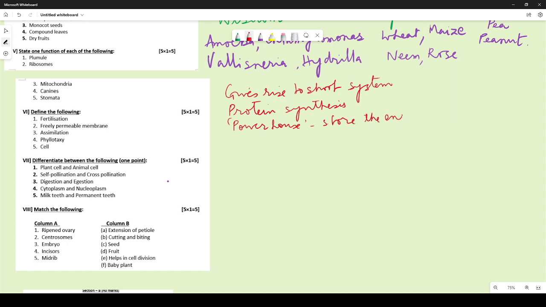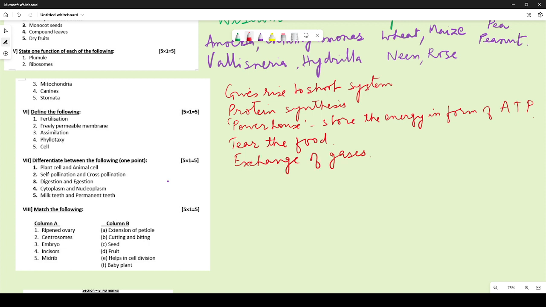Store the energy in the form of what? Remember? ATP. Yes. Then canines, they help to tear the food. The food that needs tearing is helped by canines. Stomata, they help in exchange of gases. Right? They are openings that help in exchange of gases.